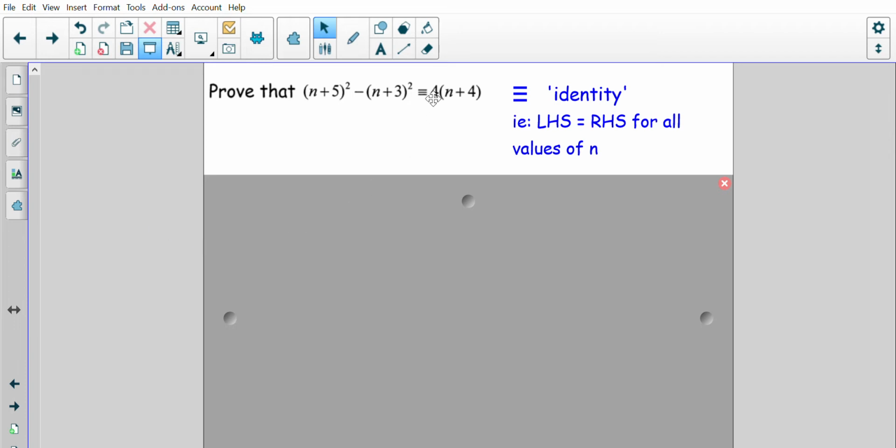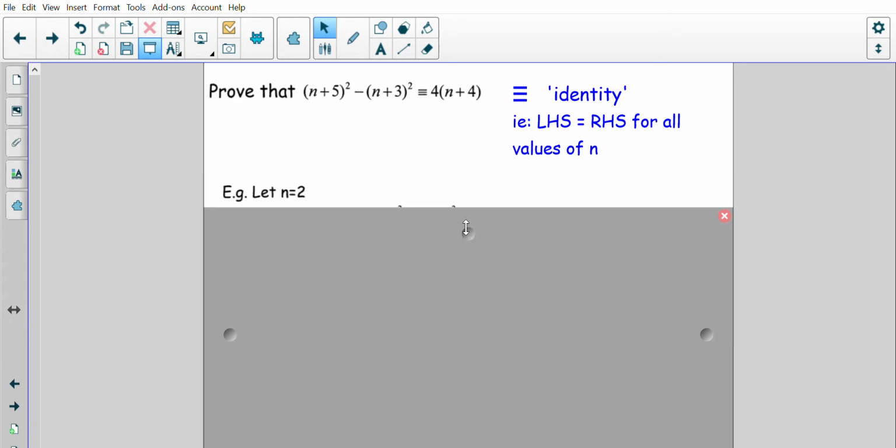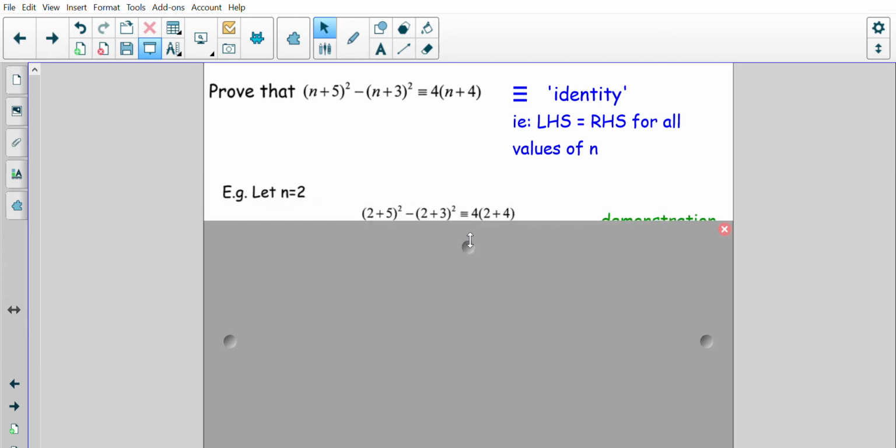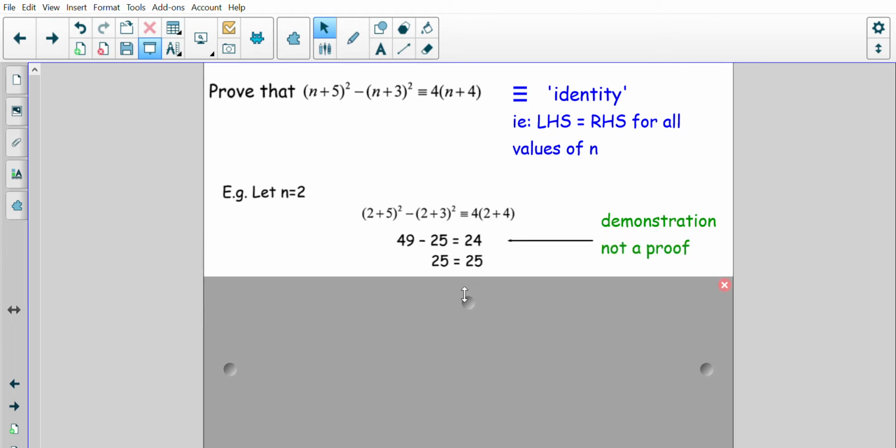First of all, we need to understand the three-line equals sign means that this is an identity. All an identity means is that the left-hand side of the identity sign equals the right-hand side for all values of n. So if we look at this identity, we could substitute n equals 2 into it, and we could show numerically that for n equals 2, this identity is true.